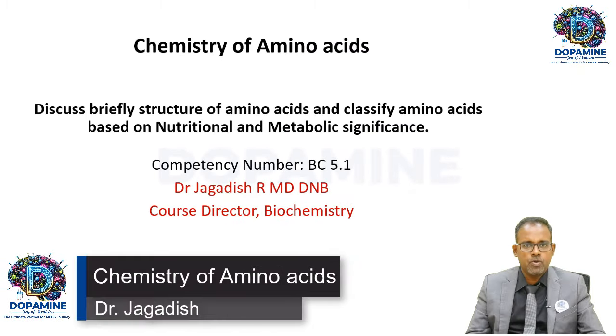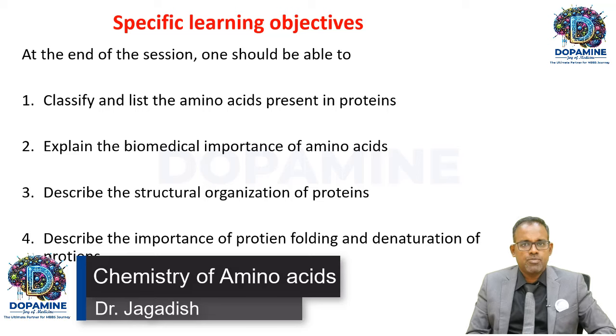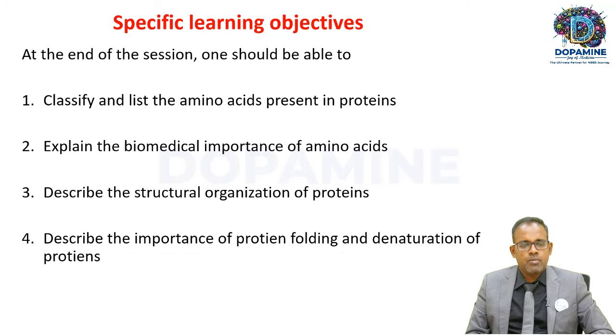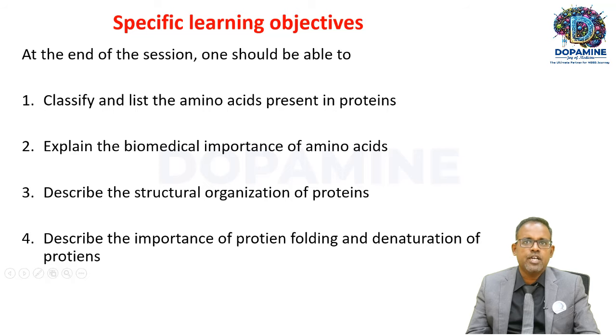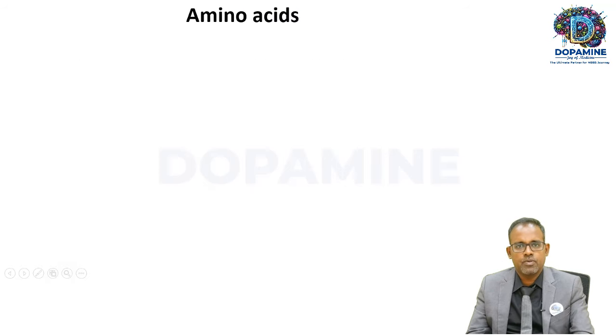In this session, we are going to see about chemistry of amino acids. So these are the objectives for this session. You should be able to classify and list the amino acids present in proteins, explain the biomedical importance of those amino acids, describe the structural organization of protein, just an overview, and then describe the importance of something called denaturation of proteins. Okay, fine.